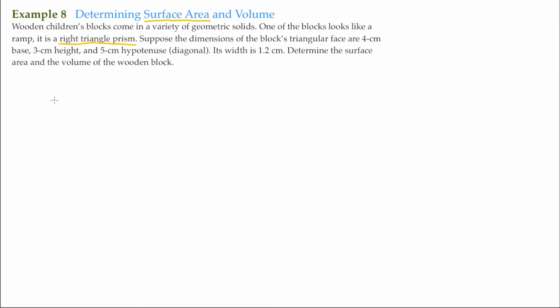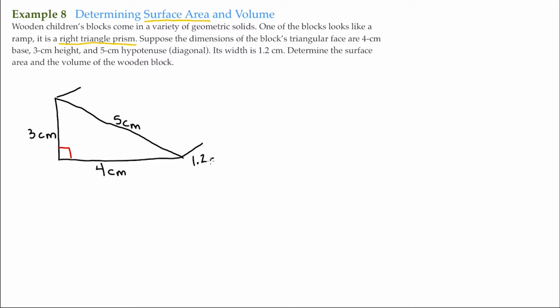So I'm going to draw that. It looks like a ramp, so I'm just going to draw a right triangle here. So here's our right angle. I'm going to put in the dimensions here. It says this is 3 centimeters here, 4 centimeters here, and then the hypotenuse, which is right here, that's 5 centimeters. That's its diagonal. So this is known as the face of our polyhedron. It then extends, since it's a prism, 1.2 centimeters that way. I'm just going to connect it here. So here is our triangular prism.